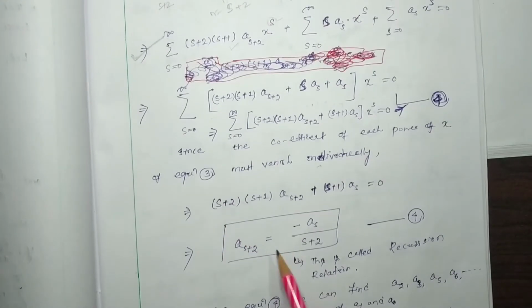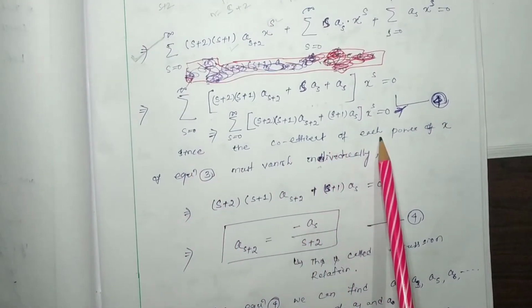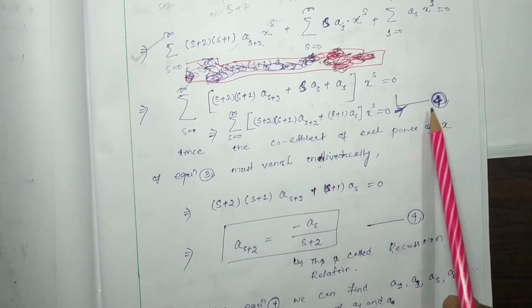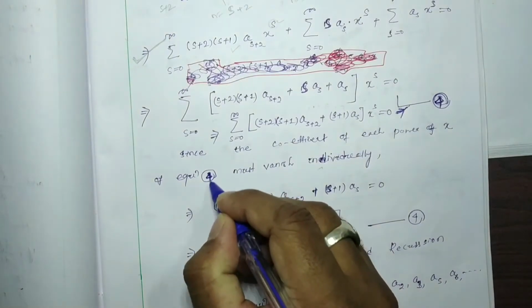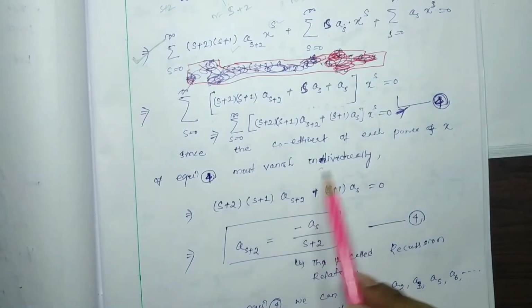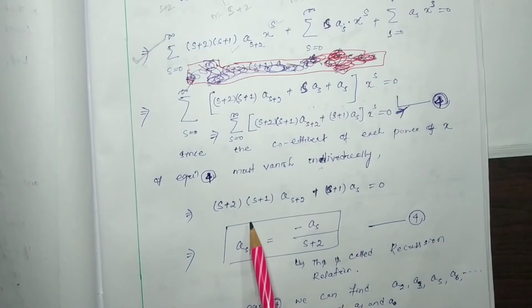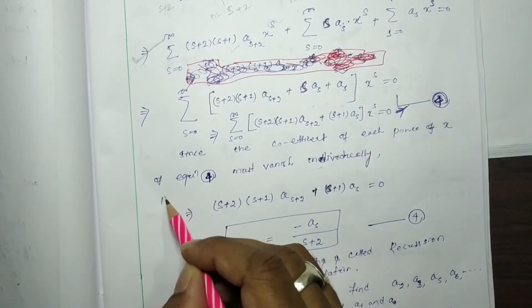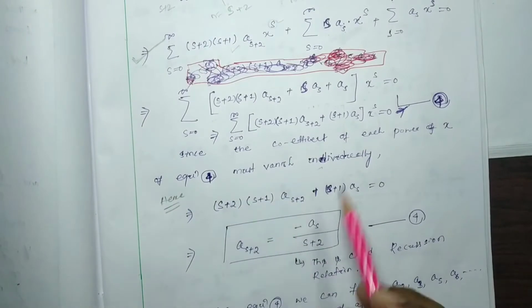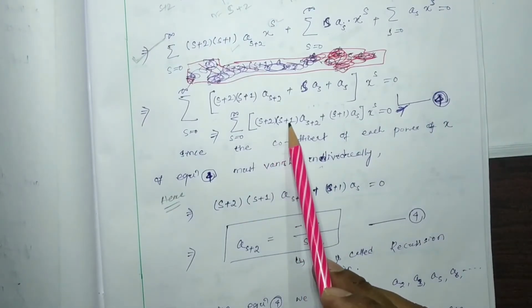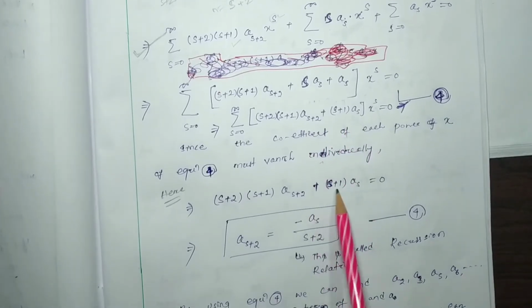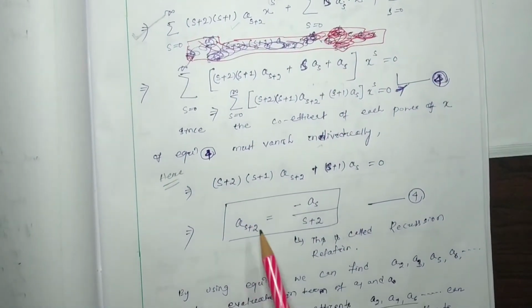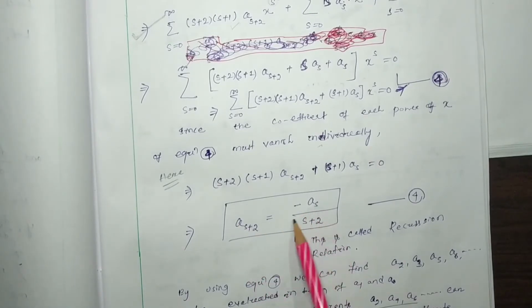So since the coefficient of each power of x of equation number 4 must vanish individually, hence (s+2)(s+1)a_{s+2} plus (s+1)a_s will be equal to 0. Okay, that implies a_{s+2} equal to minus a_s by (s+2).